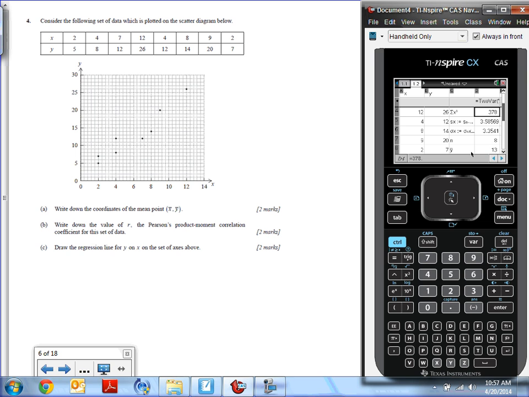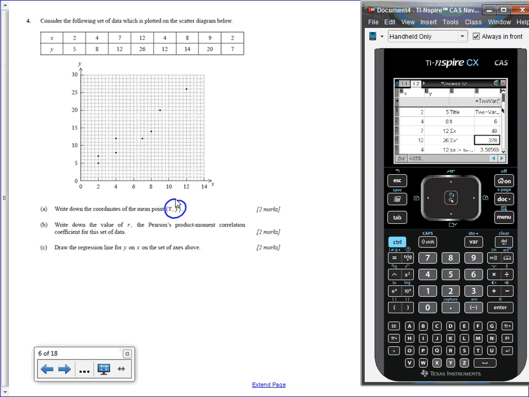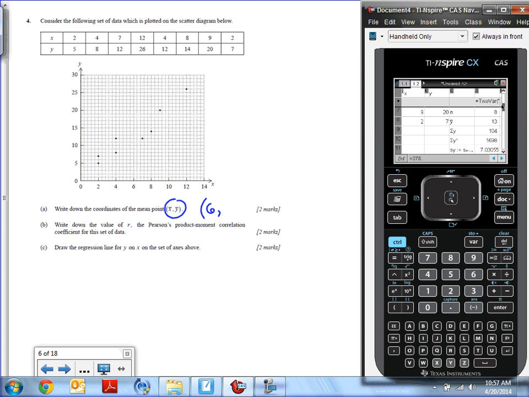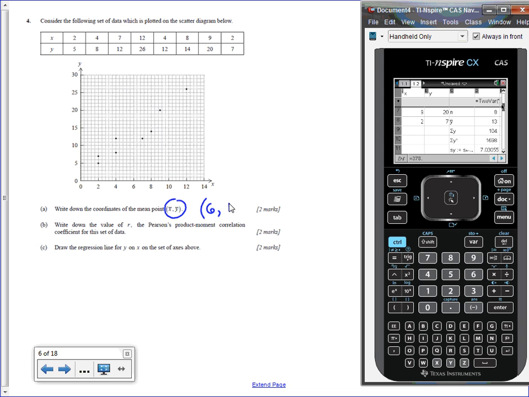So now it's got a long list of results. See, I keep scrolling down. It gives us all these important statistics. What am I looking for? Mean of X, mean of Y. So the mean of X, it even shows it to you right here on the exam, is the X with a bar over it. So the mean of X here is 6. I'm going to scroll down and find the mean of Y. It's the Y with the bar over it, and that is 13.